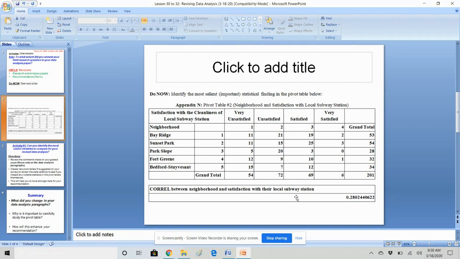And that would tell us then at least 2 out of every 3 people, if not 7 out of every 10 people, are unsatisfied regardless of their neighborhoods. And that is another level of data analysis that you can talk about in writing.